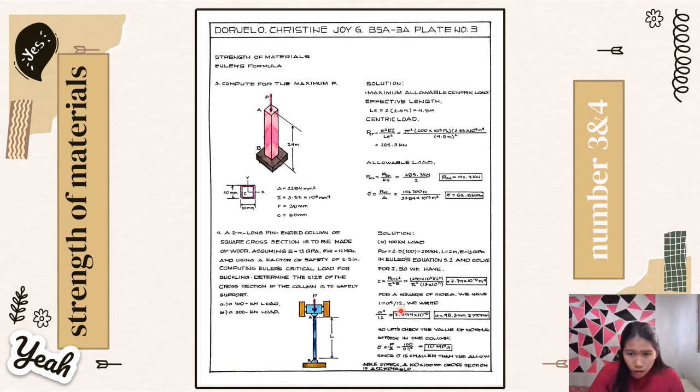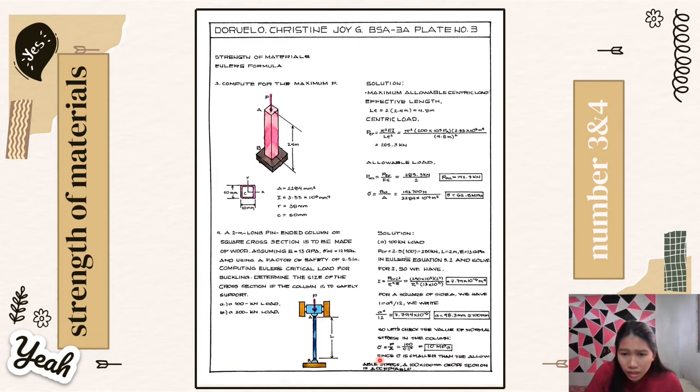So for a square of side a, we have I is equal to a to the fourth all over 12. We write a to the fourth all over 12 is equal to 7.794 times 10 raised to negative 6. So, a to the fourth is equal to 9.353 times 10 raised to negative 5, so a is equal to 98.3 millimeter, say 100 millimeters.